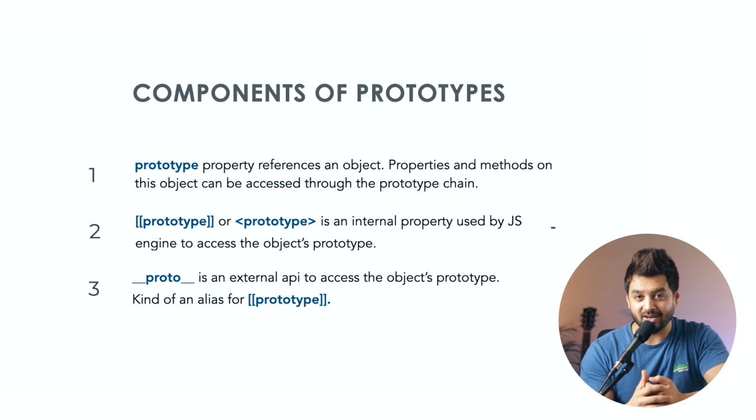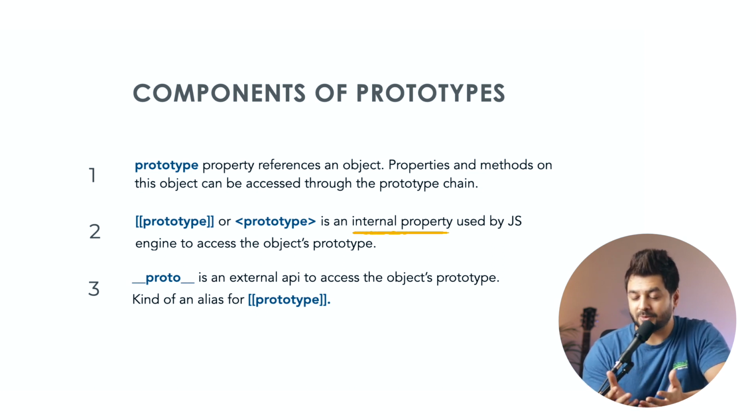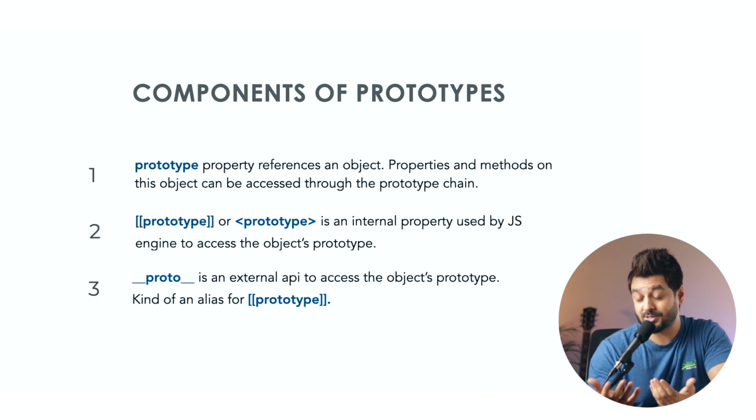The second key component in prototypes is the [[prototype]]. In Chrome, it's square brackets, and in Firefox, it's an angle bracket. This is an internal property which is used by browsers, and it basically points to the prototype property which we talked about earlier.